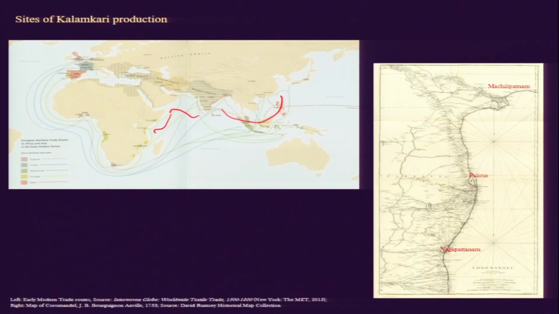So this is how we see that these extensive connections enabled not only the traders to arrive here, but also different kinds of images, different kinds of aesthetics arrived in these coastal workshops, and that is how they enriched the production of kalamkari.